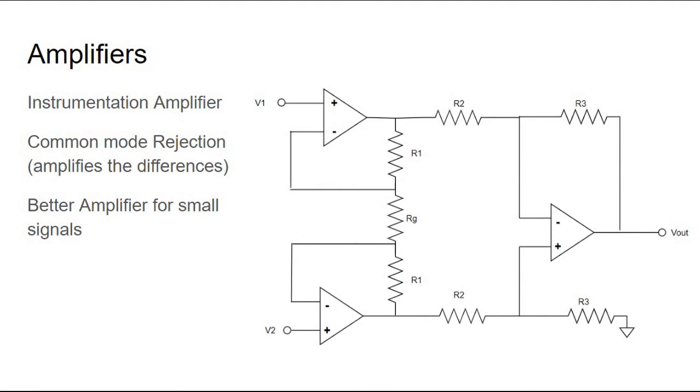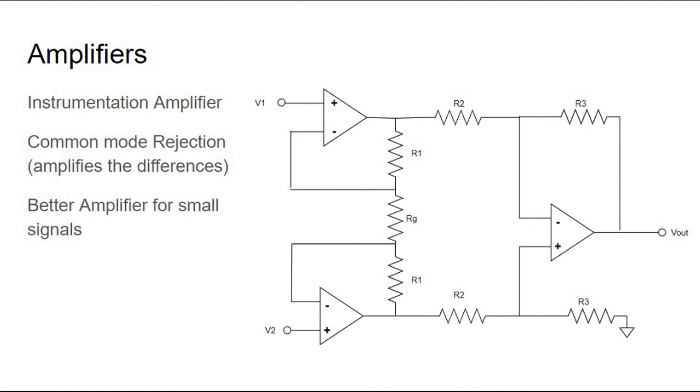There are many types of amplifiers that make use of the op-amps. A great example of this happens to be the instrumentation amplifier. The instrumentation amplifier, or in-amp, is a common mode rejection amplifier, which just means that this is a type of amplifier that amplifies the differences of the inputs. This is a great amplifier for small signals, much like those you will see within biological systems.